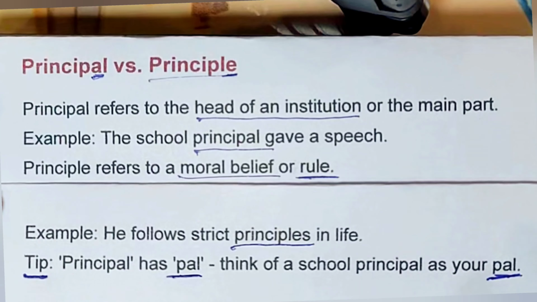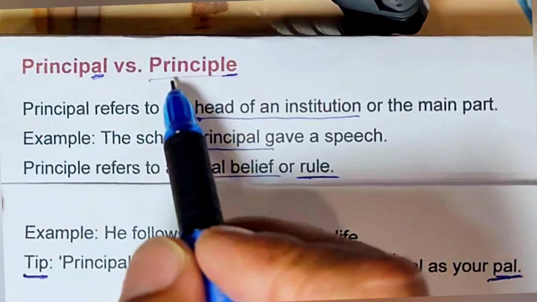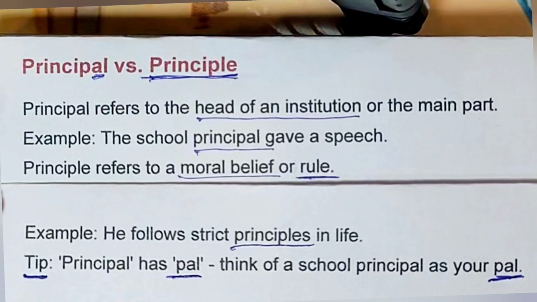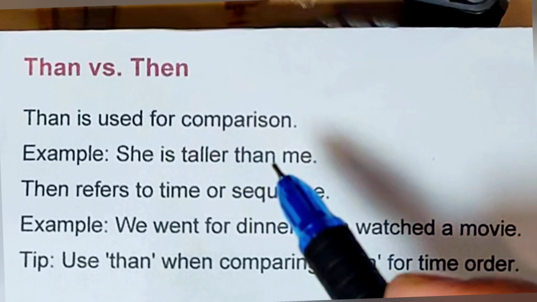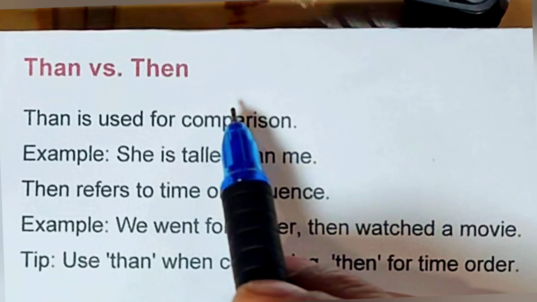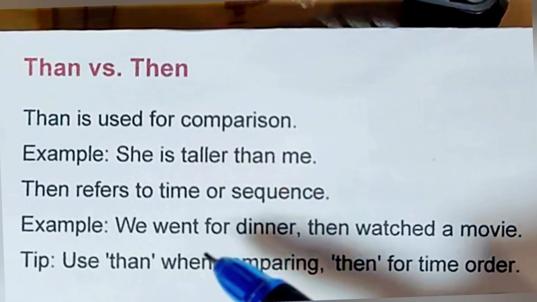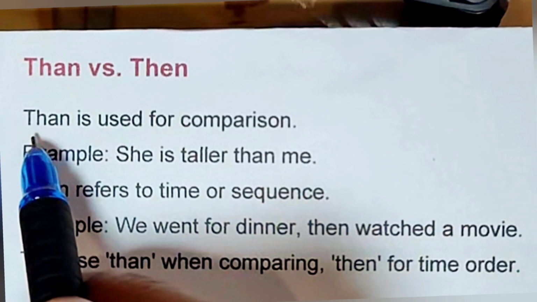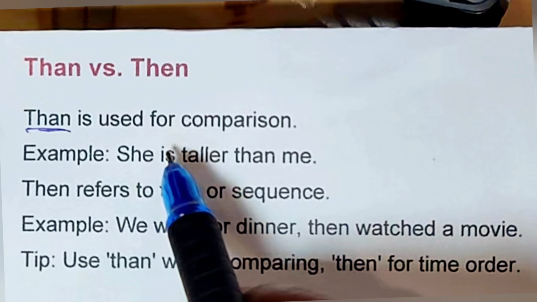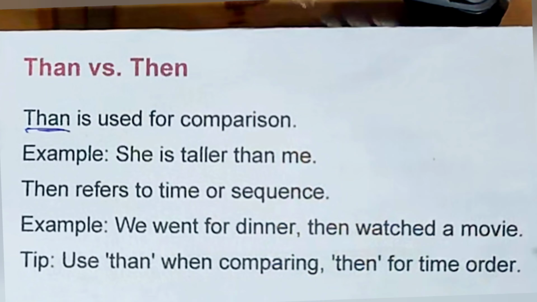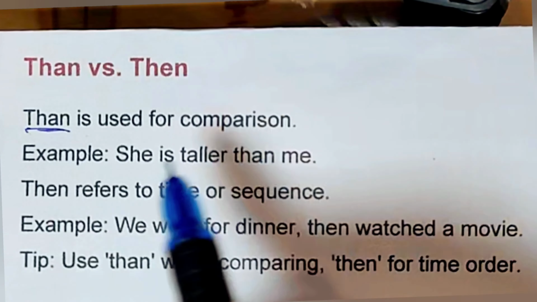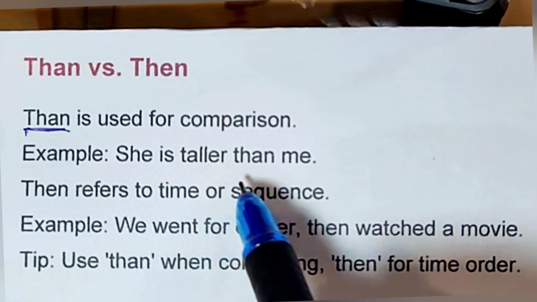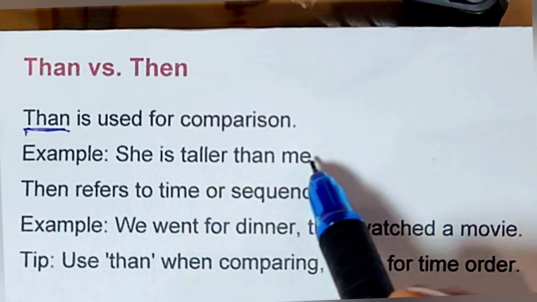Hopefully you clearly understand these two pairs of words. And now we proceed to the next one. The next pair of words here: than versus then. Their pronunciation is similar, but their meaning is different. Than is used for comparison. When we compare two things, that time we use this word than. An example: she is taller than me. That's the example.